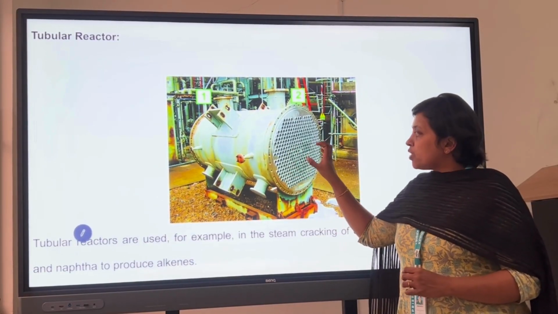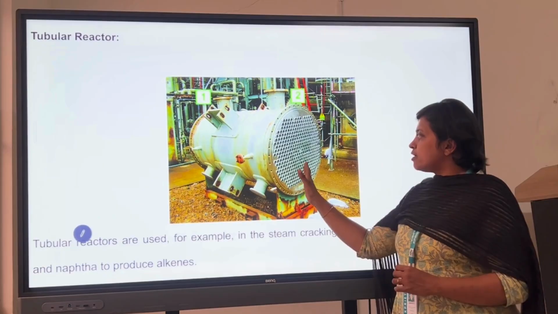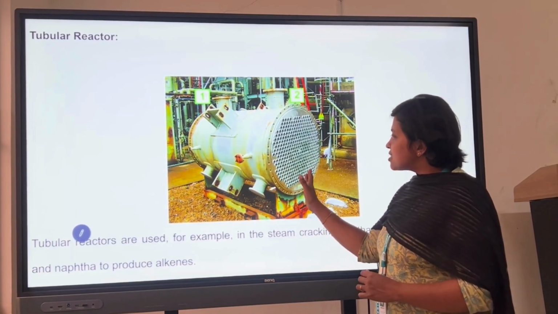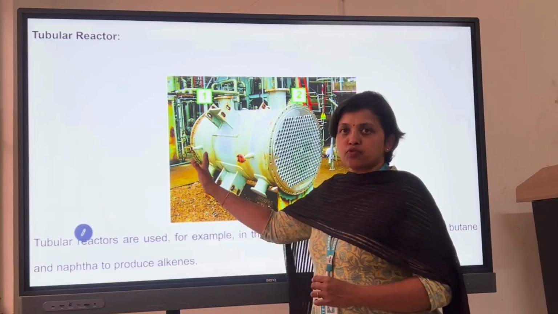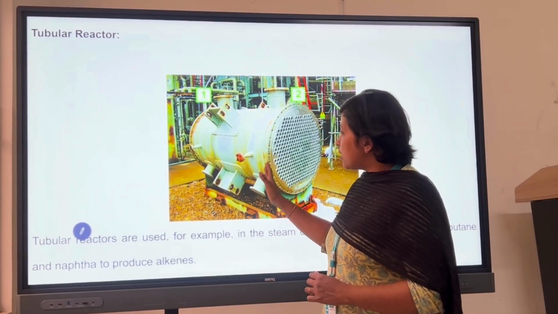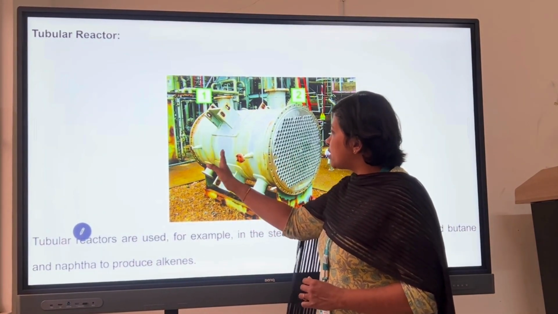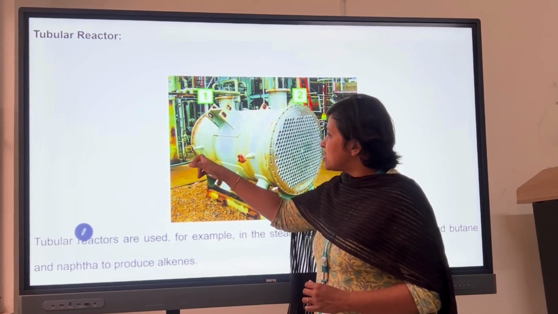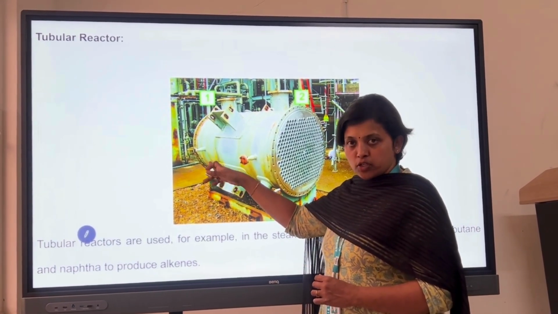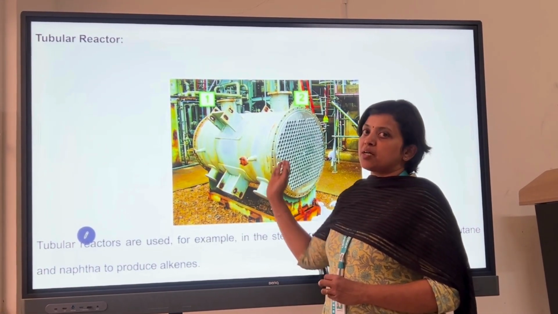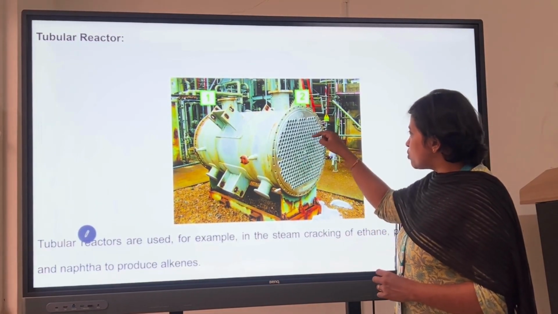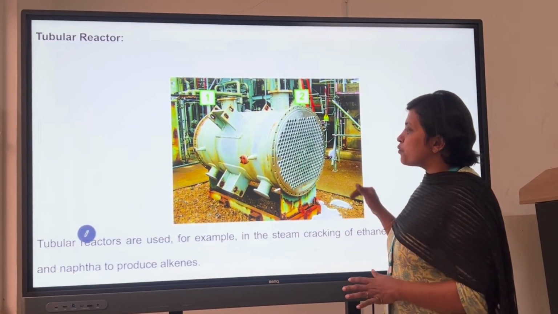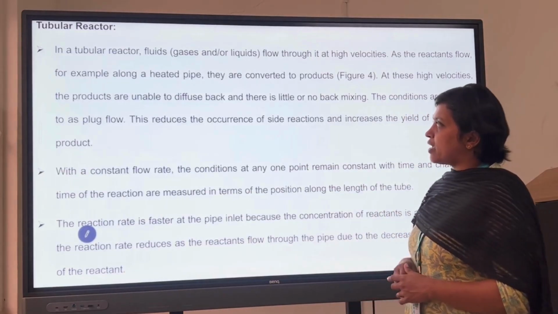tubes. So we can provide the reactant on one side. While passing through the tube from one end to the other end, the reaction takes place, and the reactant gets converted into the product. While reaching this end section, the reactant will be converted into the product. So we can see n number of tubes inside the reactor, right? So that is why we are naming this one the tubular reactor.